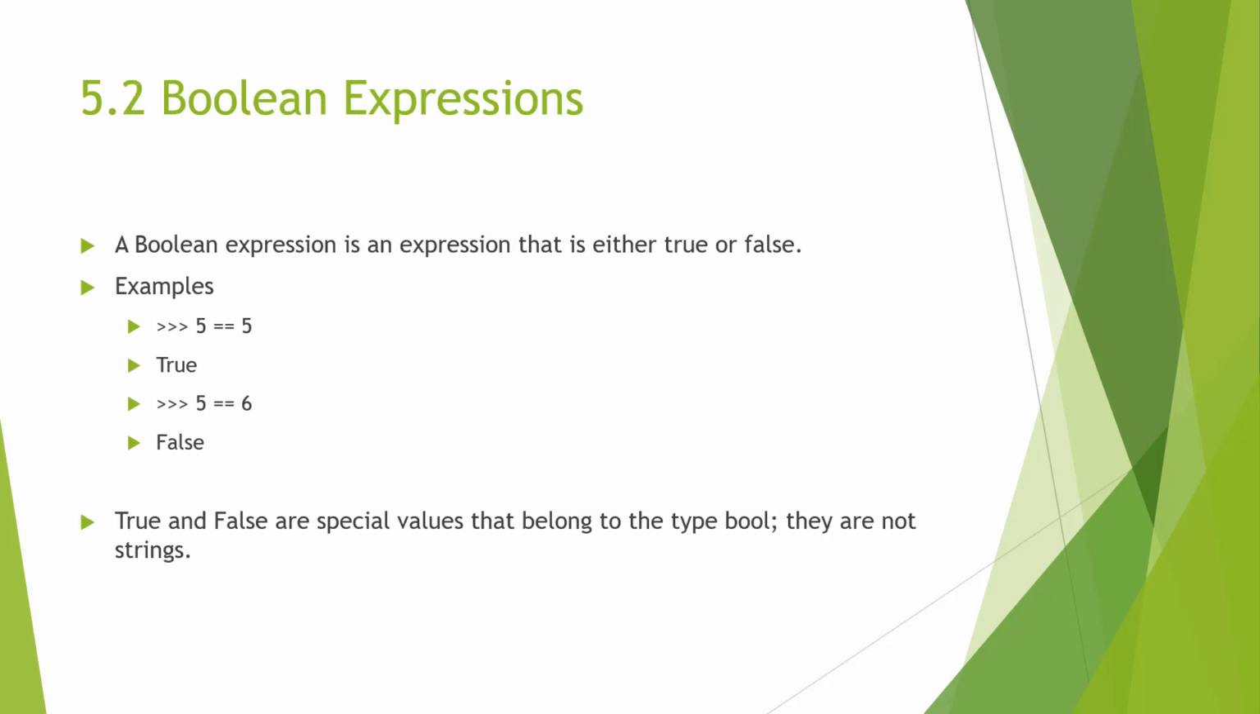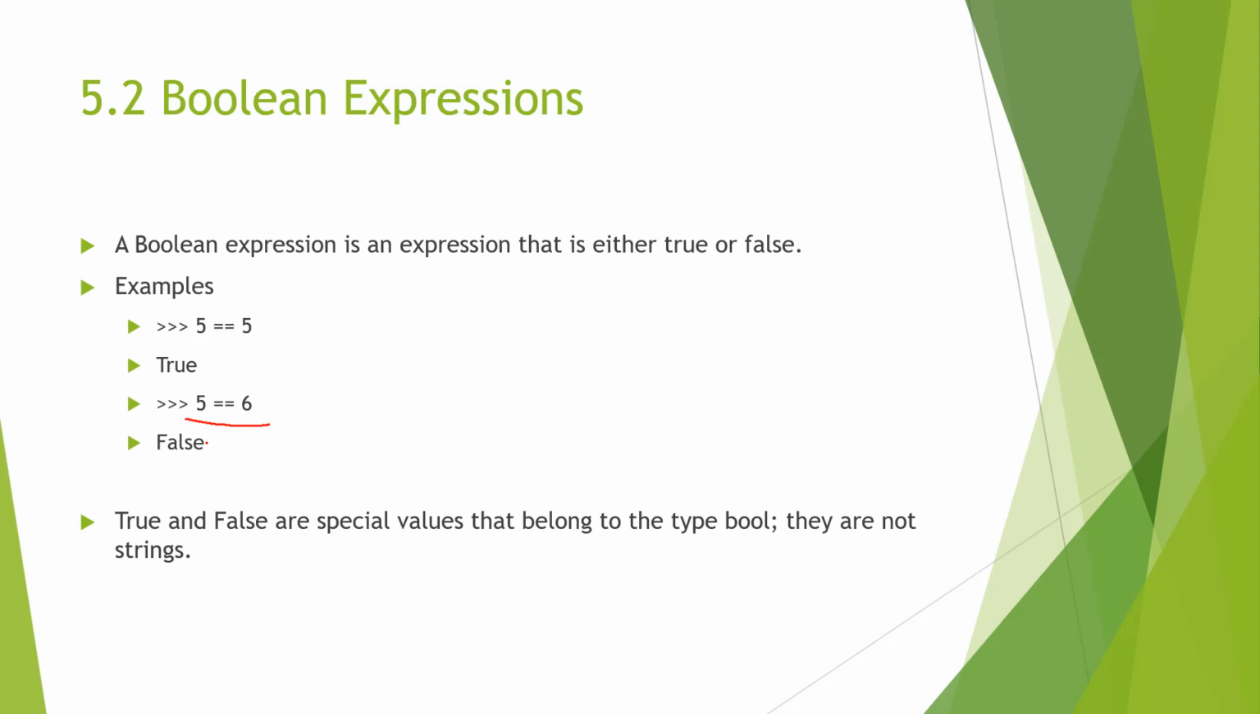Next, we have our Boolean statements. A Boolean is pretty much true or false. Is 1 equal to 1? Is 5 equal to 5? Is 5 equal to 6? Well, that's a false statement. So 5 equal to 6 should return false.